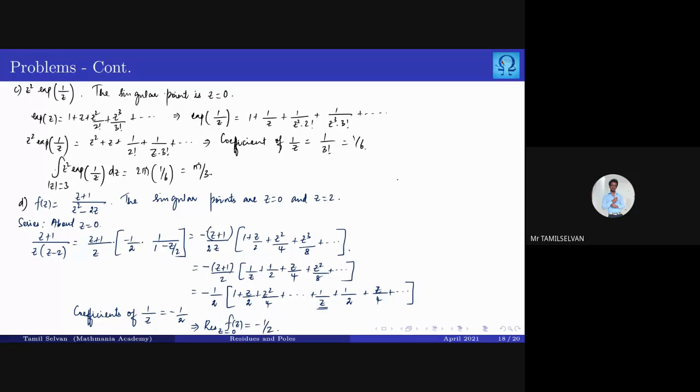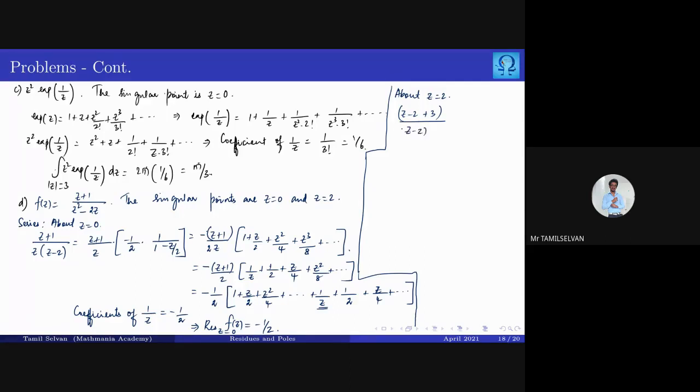We have just found only one residue. In a similar way, we'll have to find the other residue, that is about z equals 2. When we try to find the residue about z equals 2, the z plus 1 has to be written as z minus 2 plus 3. We write this way.